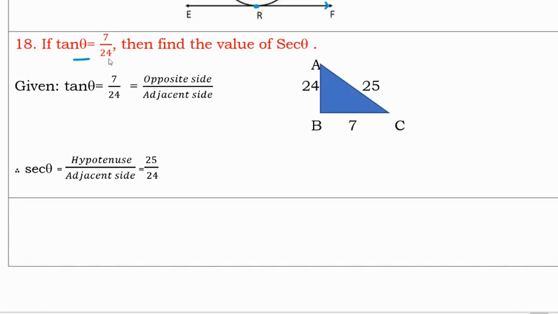18th question, if tan theta is equal to 7 by 24, find the value of secant theta. So tan theta is 7 by 24, we have to equate with the formula. Tan formula is opposite by adjacent. If I take theta at A, opposite is 7, adjacent is 24, by Pythagorean triplet, hypotenuse will become 25. So secant theta formula is hypotenuse by adjacent. Hypotenuse is 25, adjacent is 24. So secant theta value is 25 by 24.